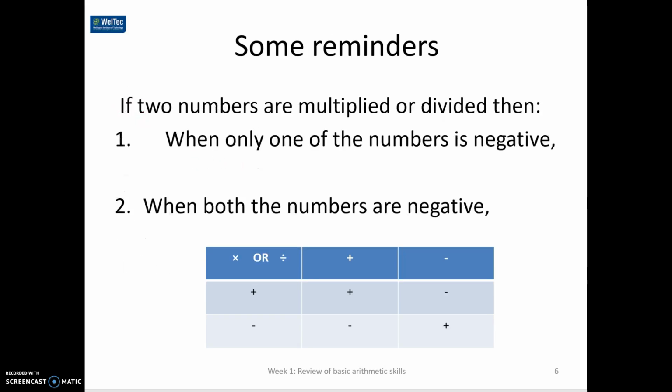You also need to remember the implications of signs when you are dividing and multiplying. If two numbers are divided or multiplied, then if one of them is negative, the answer is negative. And if both numbers are negative, then the answer is positive. So looking at the table, positive times positive gives you positive. Negative times negative also gives you positive as well.